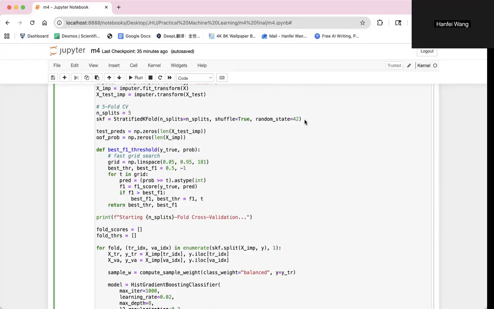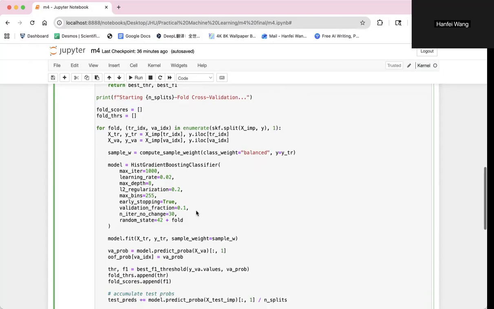To evaluate model performance, I used five-fold cross-validation. Stratification ensures that each fold keeps a similar class distribution as the full data set. Compared to a simple train-test split, cross-validation provides a more stable and reliable estimate of model performance.